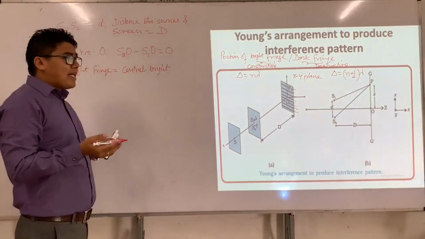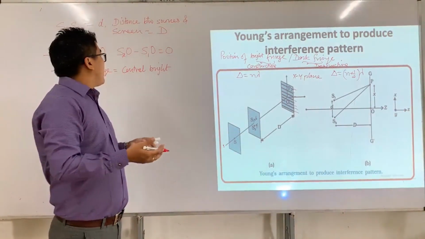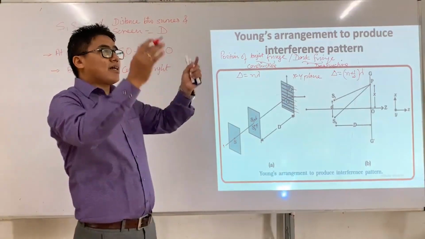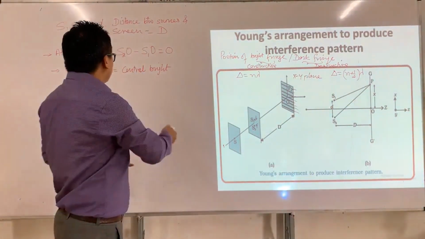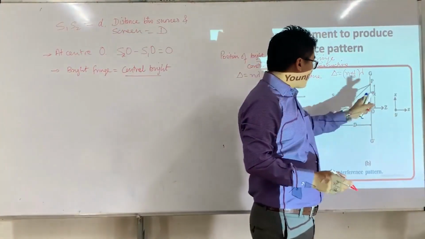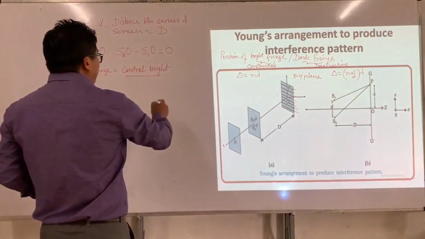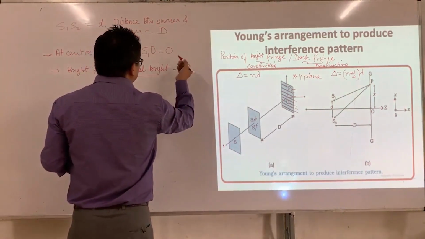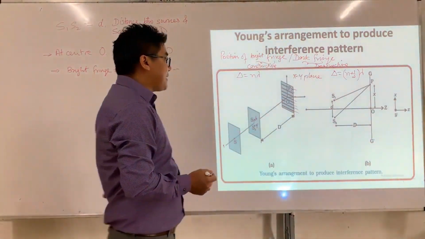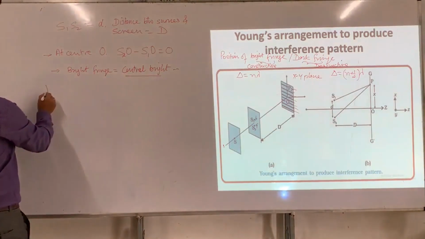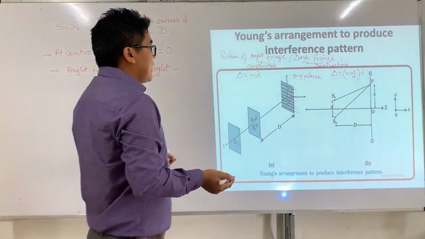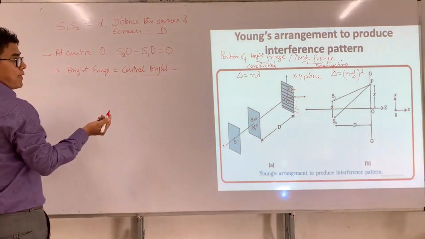Now why? Because if the path difference is zero, then the two lights combine, either the crests are combined or the troughs are combined. So therefore we get the central bright. So the central bright position is at path difference 0. Now what about the others other than the central bright? We would like to find the path difference at, let's say, point P.